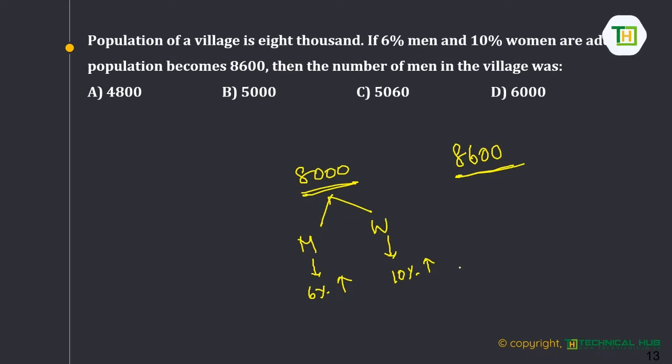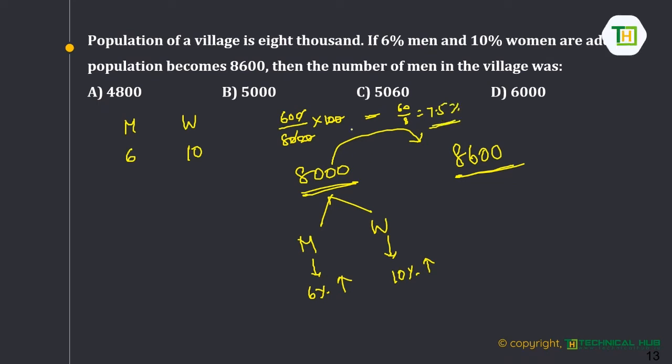So I can do this in different ways, multiple ways I can do this. One is using alligation and mixture. Using the alligation method, I can do this because here it is the 6% increase in the men and 10% increase in the women. So the total increase is from 8,000 to 8,600. That is nothing but 600 from 8,000. So I need to find the percentage value. That is nothing but 60 by 8. So 60 by 8 means how much it is? So 60 by 8 is nothing but 7.5%.